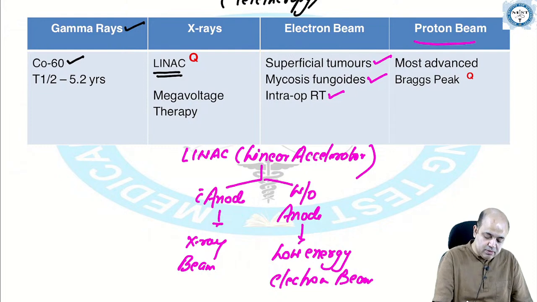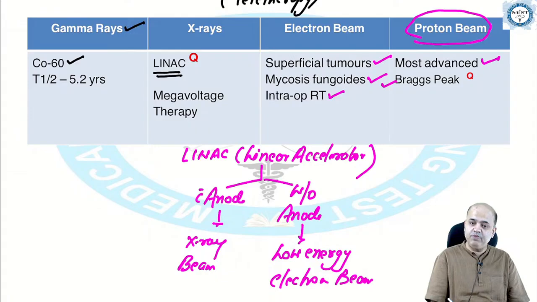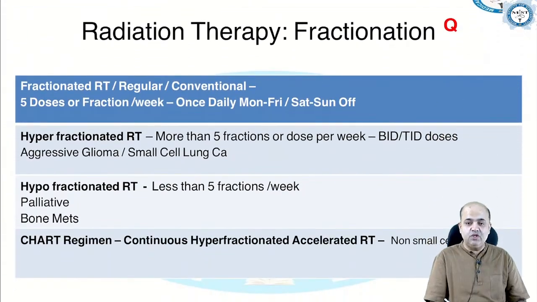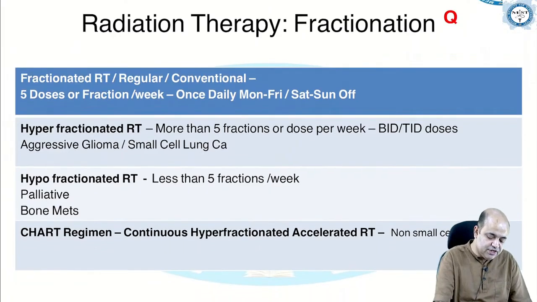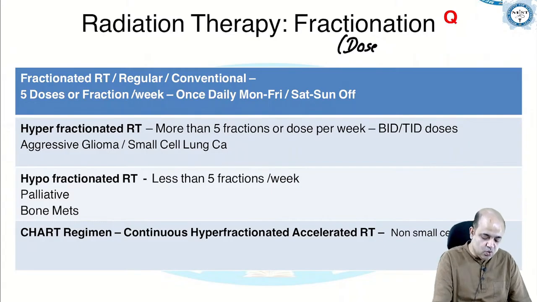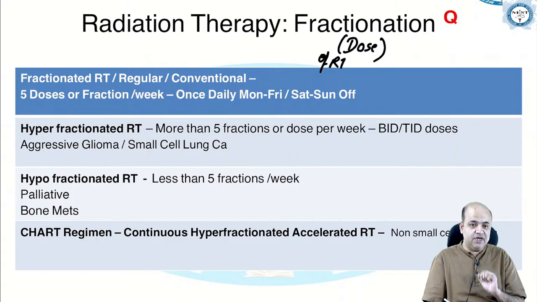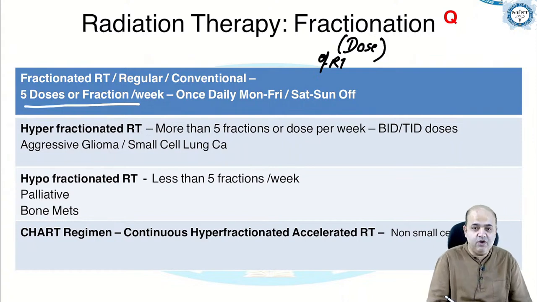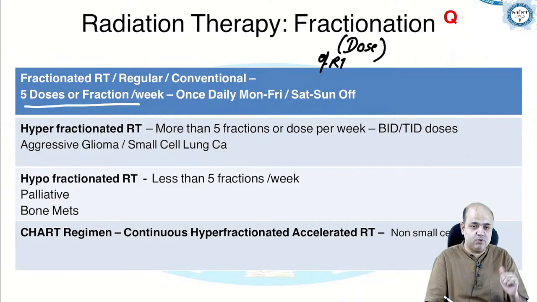Proton beam therapy produces the Bragg's peak. It is the most advanced form of teletherapy. Fractionation is another concept that we need to understand. Fractionation is the dose of radiotherapy. Normal or regular fractionation is 5 doses in a week, once daily from Monday to Friday, and then Saturday, Sunday is off the dose. The patient is not exposed to the radiation.